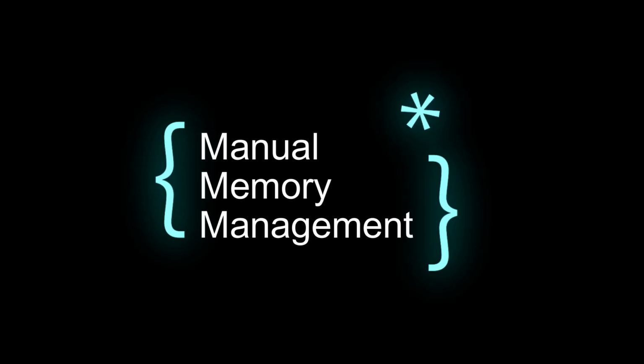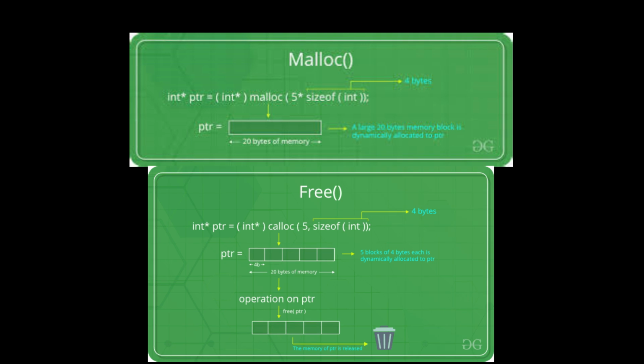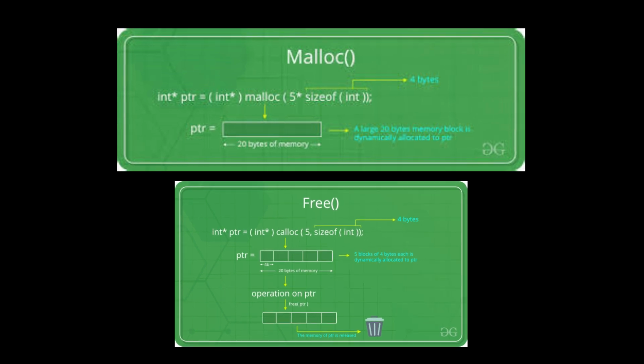In C, you have to manually allocate and deallocate memory using functions like malloc and free. While this gives you a lot of control, it also opens the door to a host of potential problems. Forgetting to free memory can lead to memory leaks, which can cause your program to consume more and more memory over time until it crashes. And freeing memory improperly can lead to undefined behavior, which is often much harder to debug.